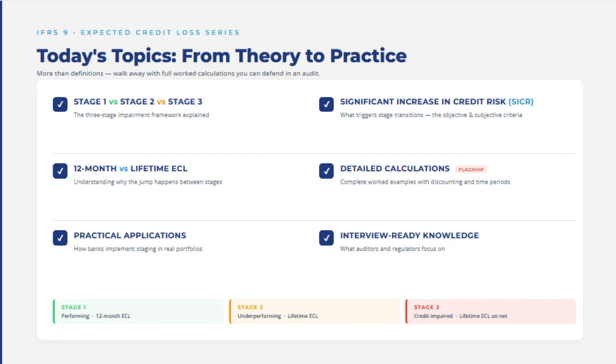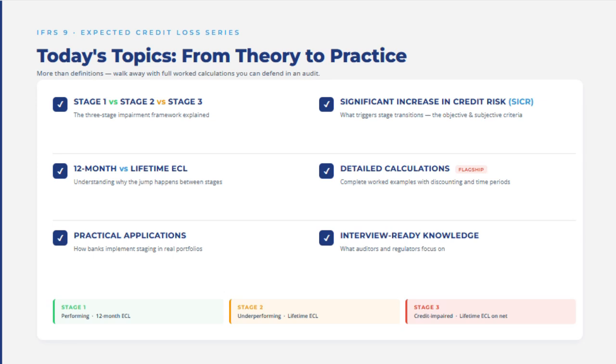IFRS 9 uses a three-stage impairment model. Stage 1 covers the performing loans, where you recognize a 12-month expected credit loss. Stage 2 kicks in when there's a significant increase in credit risk, and here you shift to recognize the lifetime expected credit loss. Finally, Stage 3 applies to the credit impaired assets, where you continue using the lifetime expected credit loss. So, why does this matter? Because the jump from the 12-month to the lifetime ECL between the stages can dramatically change your loss provisions. And this is where many audit questions arise.